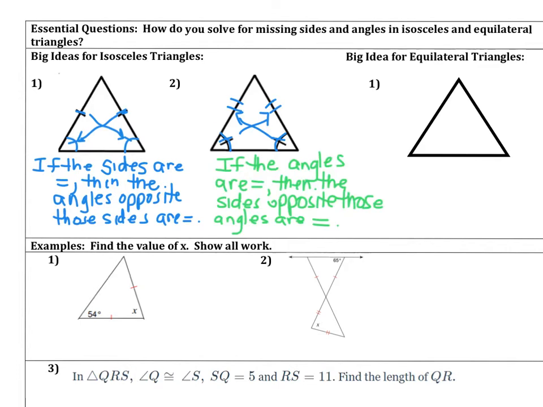Finally, we have the big idea for equilateral triangles. So here we know if the sides are equal, then all of your angles are going to be equal. Also, we would know that each angle is going to be 60 degrees. The sum of the angles in a triangle is 180. So if we take that and divide it by 3, we are going to get 60 degrees for each angle.